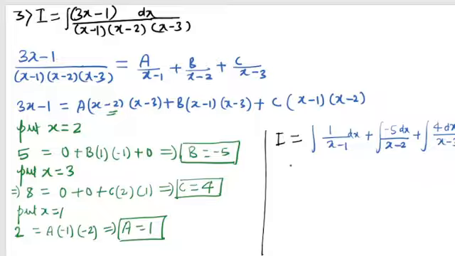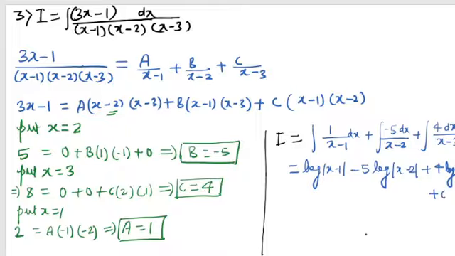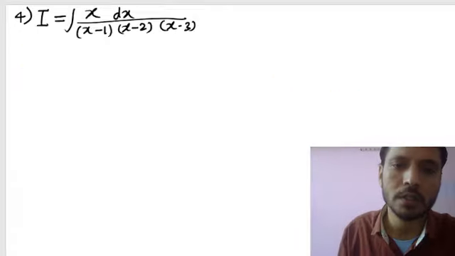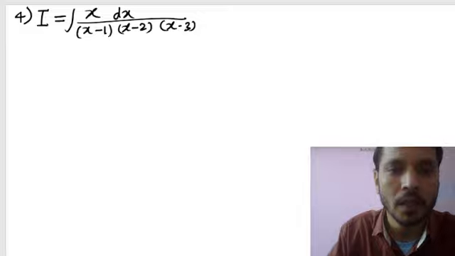So now integrate, it will become log of mod x minus 1, and from here we will get minus 5 outside and log of x minus 2, right? And from here 4 will come outside, it will become log of mod x minus 3 plus c, right? Here this is the answer. Now we will move to the next question, that is question number 4.